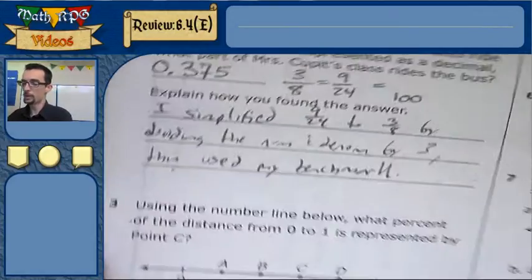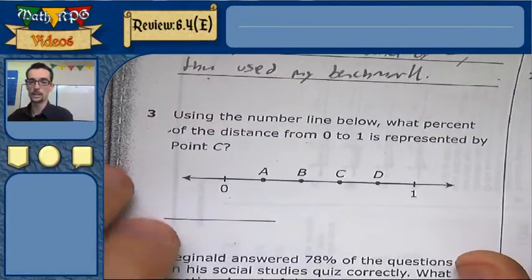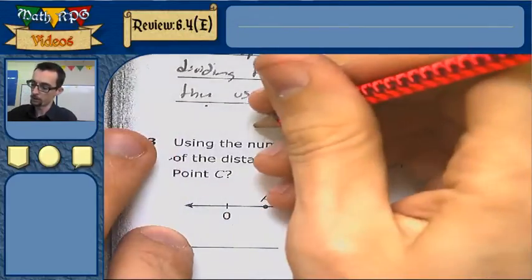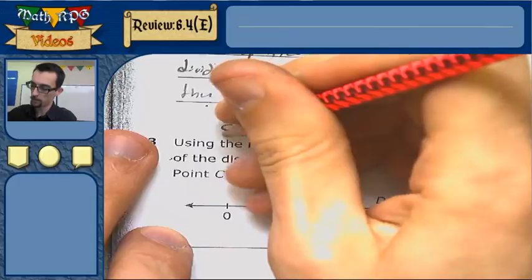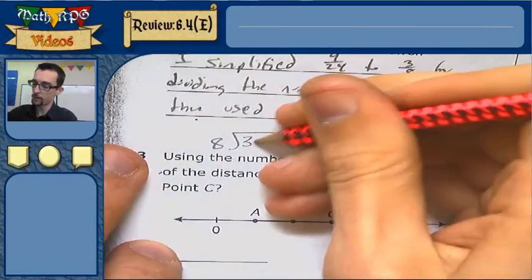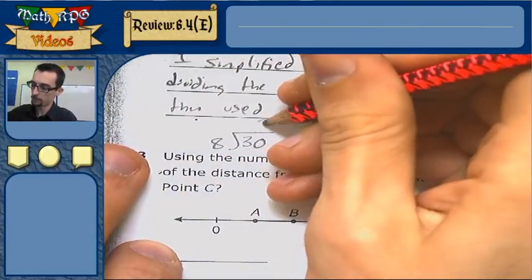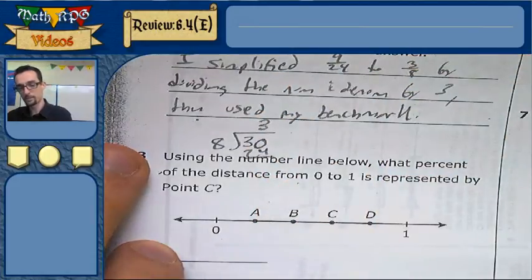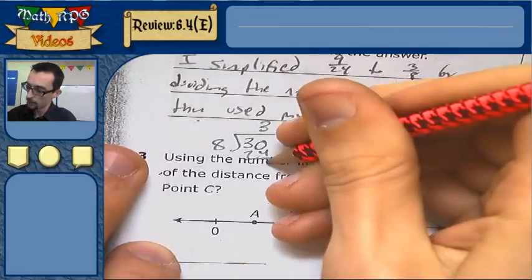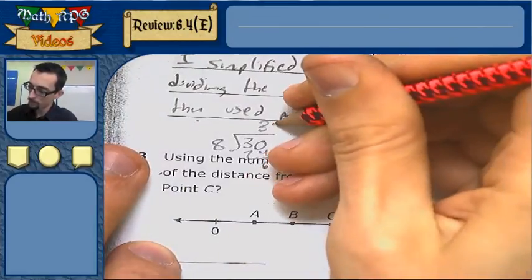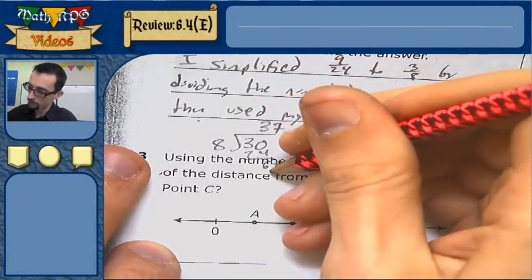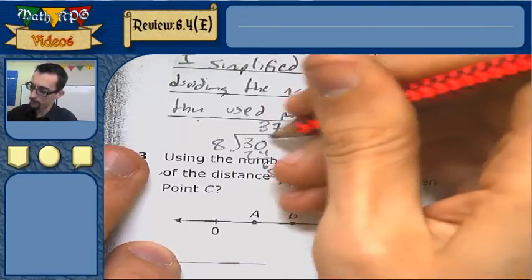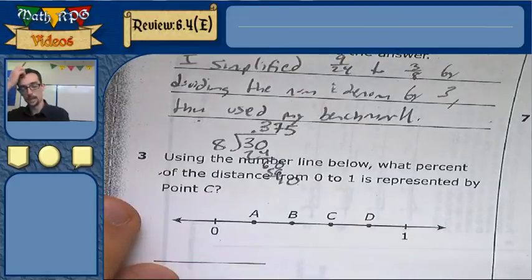Okay. Using the number line below, what percent of the distance from 0 to 1? Actually, I want to show you before I get onto that. I could use it in long division. So if I do 3 divided by 8, right? 8 doesn't go into 3, but it does go into 30 three times. Sorry. 8 times 3 is 24. Remainder of 6. Should give myself more space to do this. 8 goes into 60 7 times. The remainder of 4. It goes into 40 5 times. So I get 0.375. All right.